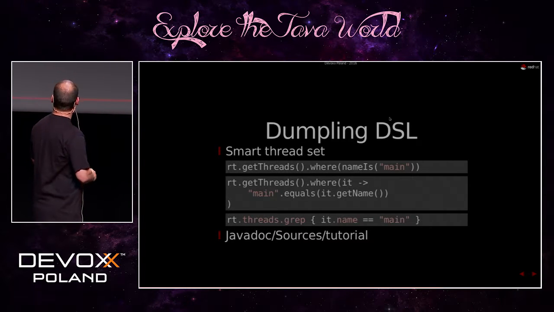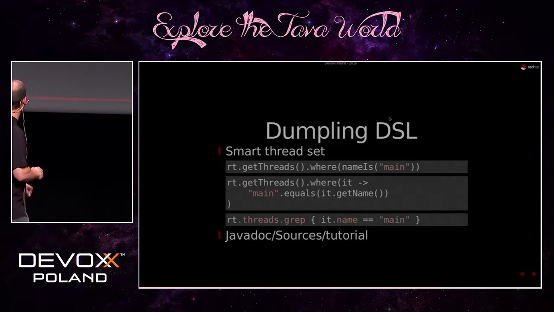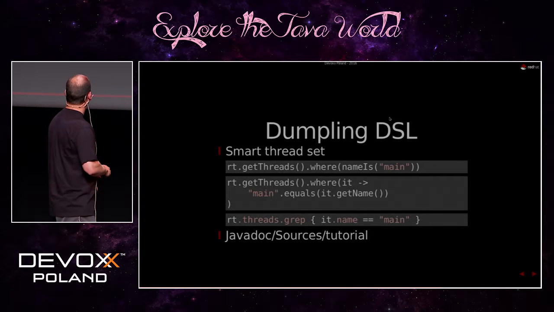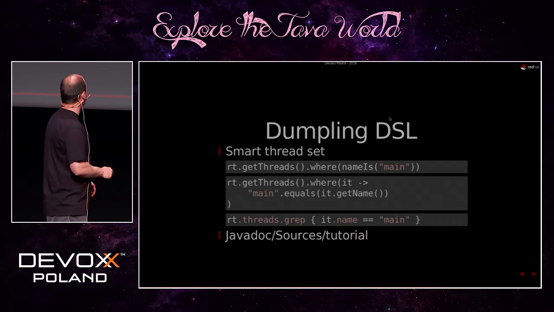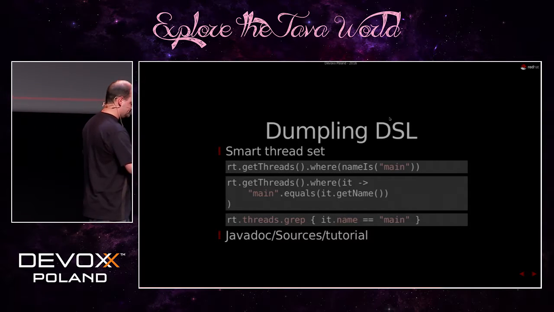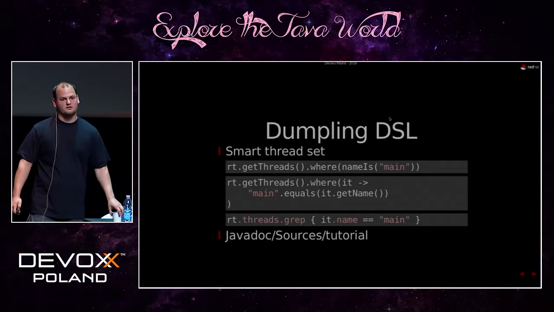The thread set can work with Java 6 as well as Java 8. I mean, with Java 7 and older, it also supports lambdas, and you can use all the capabilities of Groovy to create your own report. So this is the DSL. It happened to us several times.